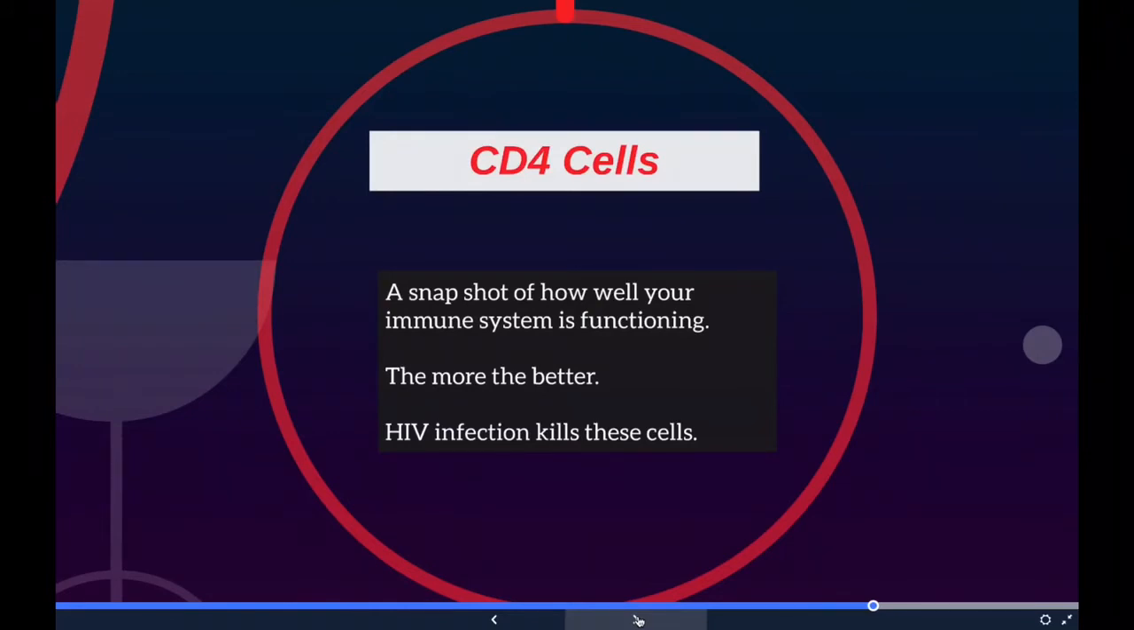The CD4 count is like a snapshot of how well your immune system is functioning. CD4 cells are white blood cells that fight infection. The more you have, the better. These are the cells that the HIV virus kills. As HIV infection progresses, the number of these cells declines. When the CD4 count drops below 200 due to advanced HIV disease, a person is diagnosed with AIDS. A normal range for CD4 cells is about 500 to 1500.